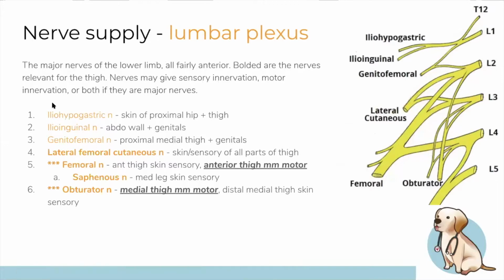We've got 6 nerves. The first 3 are mostly for the pelvis and stuff that you'll learn in year 2, but the bottom 3 are very important to remember. Femoral, as we said before, is the major motor nerve for the anterior compartment, and the obturator nerve is the major motor medial compartment nerve. Off the femoral nerve, we have a saphenous nerve that comes out that gives some sensory innervation to the medial leg.